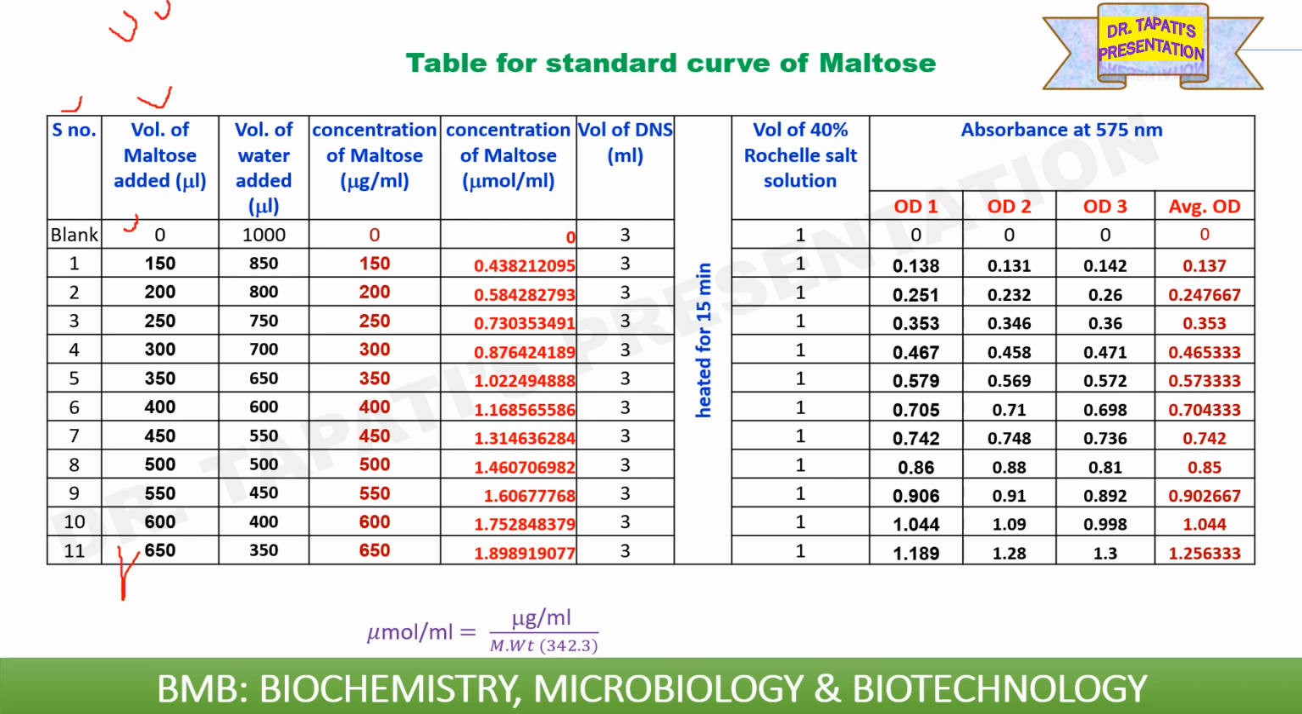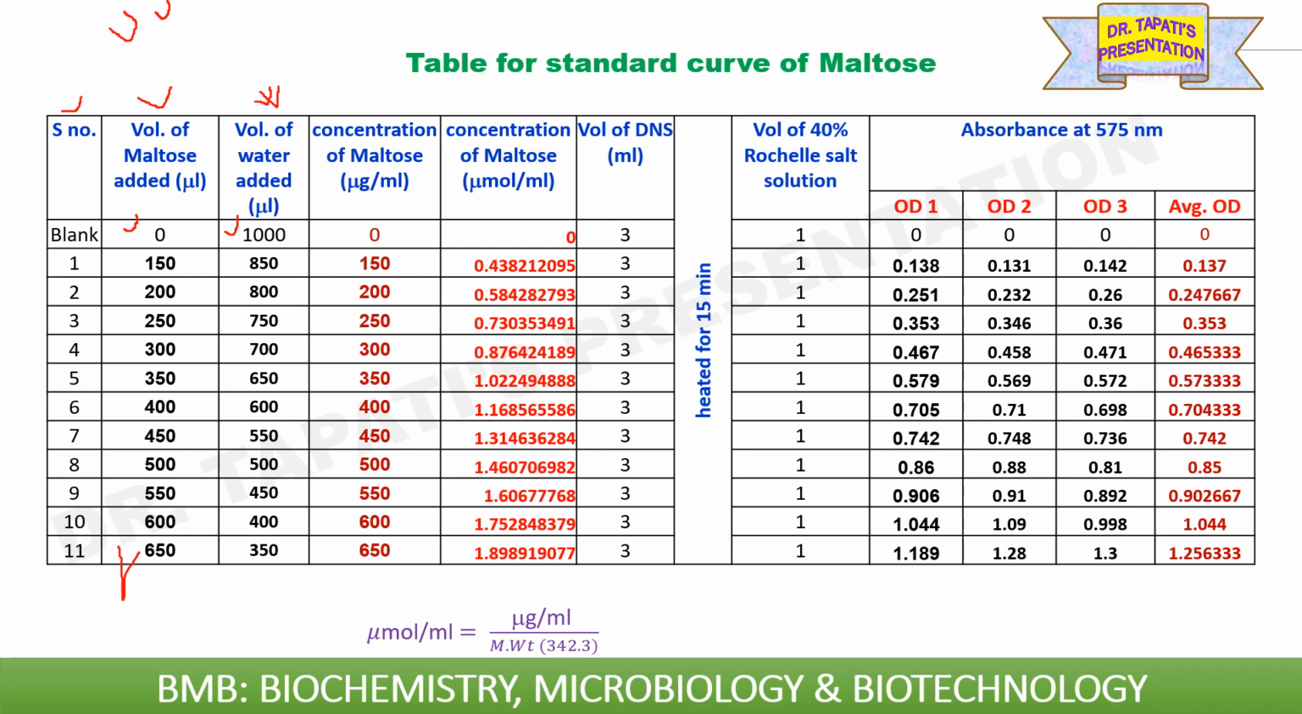And the volume is adjusted to 1 ml by adding water. So the next column is for volume of water. Here, as in the blank test tube there was no maltose, maltose volume is 0 microliter. Therefore, in that test tube, you have to add 1000 microliter water or 1 ml water.